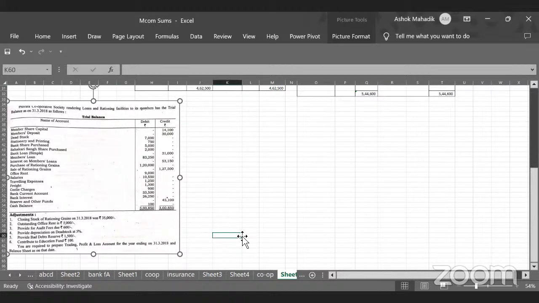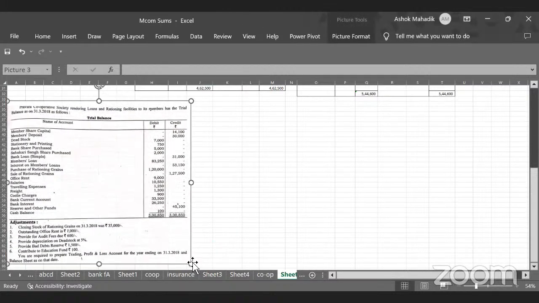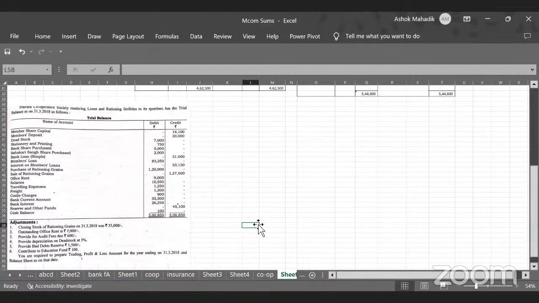Okay, this is the seventh sum, so we'll discuss this sum now. Since I have shown you how to solve the sixth one, the seventh one I'll discuss orally. Pravara Cooperative Society, rendering loans and rationing facilities to its members, has a trial balance as on 31st March 18 as follows. Now I'll read the trial balance and tell you the posting.